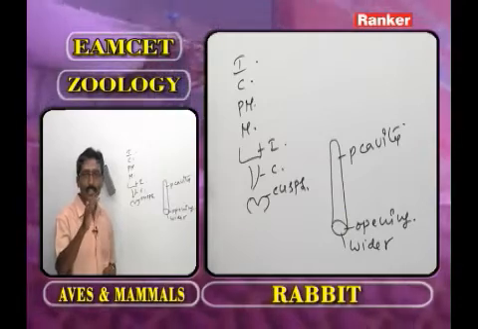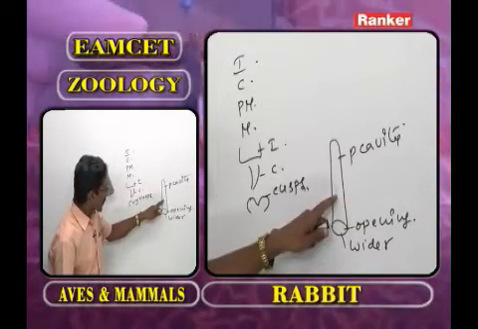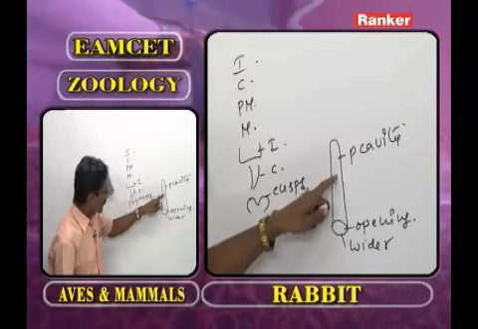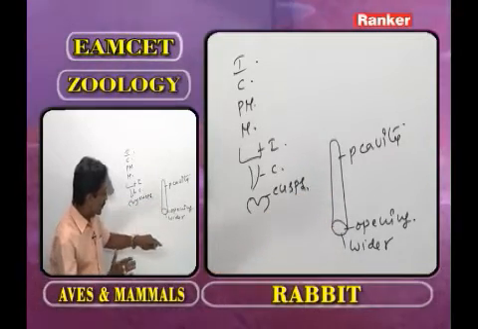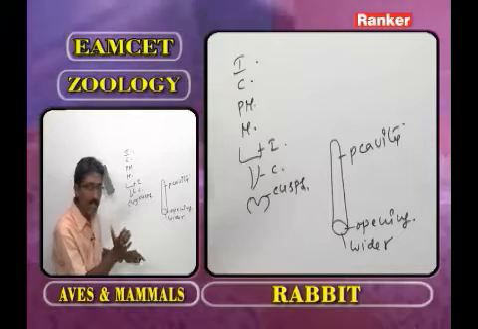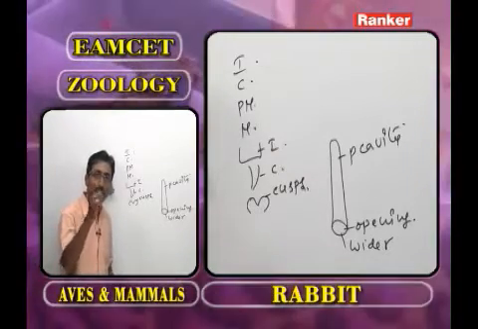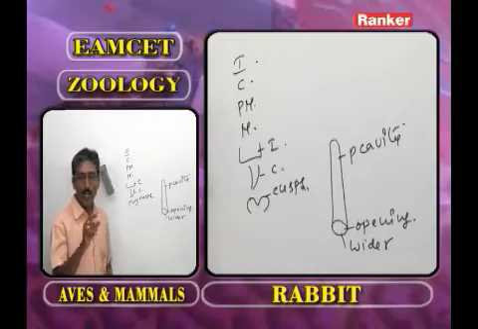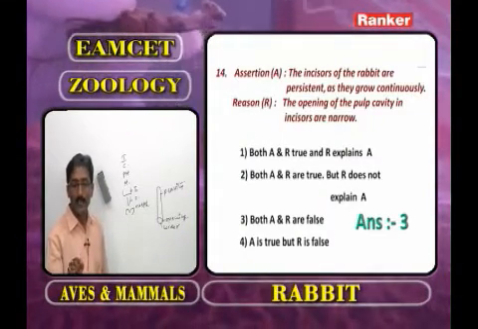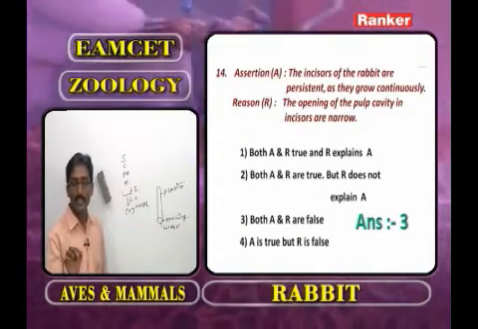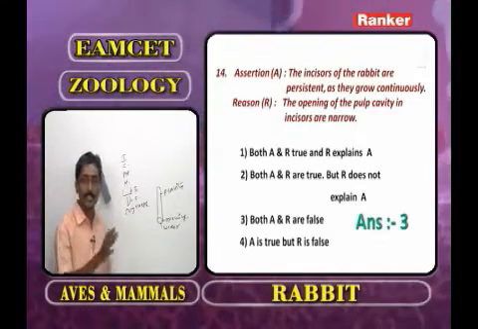Why do the incisors exhibit continuous growth? As we observe the incisors, the pulp cavity opening is wider. So there is a continuous supply of blood to the incisors, and throughout life they exhibit growth. Now, observe the assertion: the incisors of the rabbit are persistent as they grow continuously. It is correct. The assertion is correct.